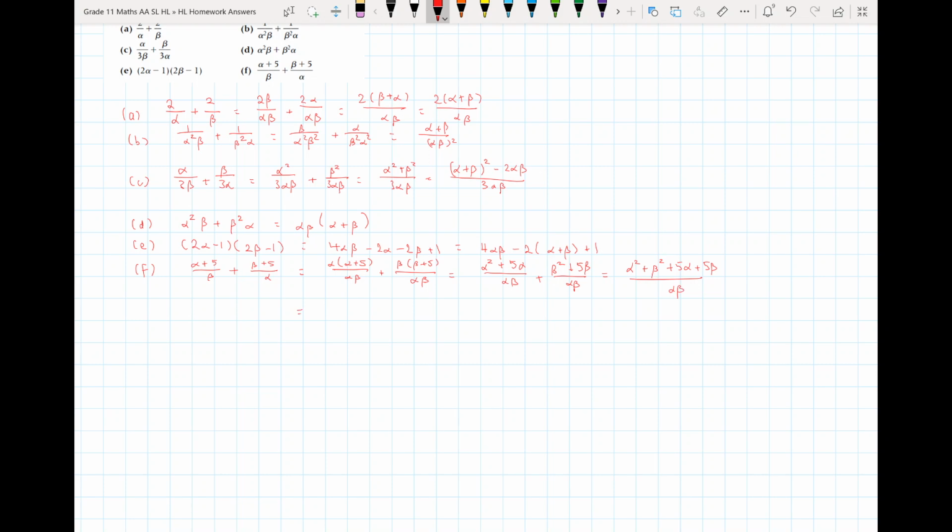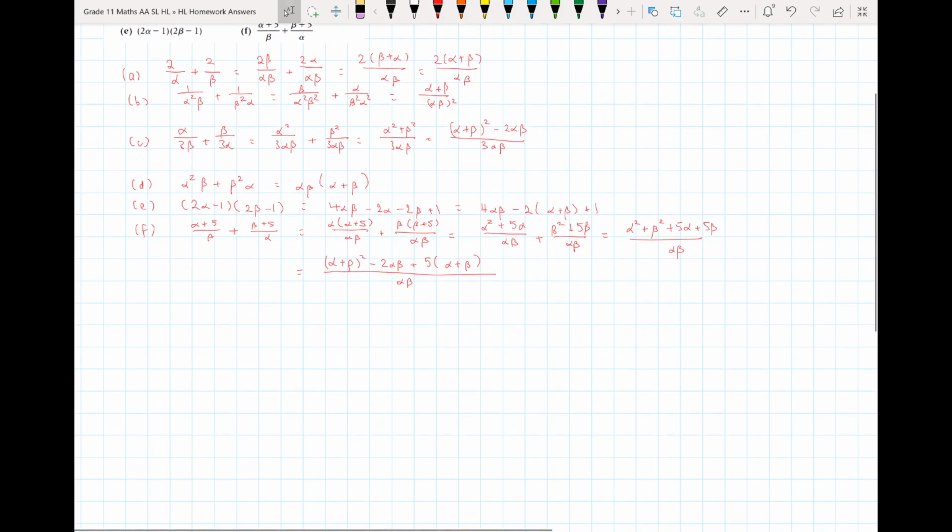Okay, just like before, I'm not quite done with the top yet, so I can use this identity for the sum of squares. And also I'm going to take out 5 from the last two terms. So now we have only in terms of the sum and products of the roots.